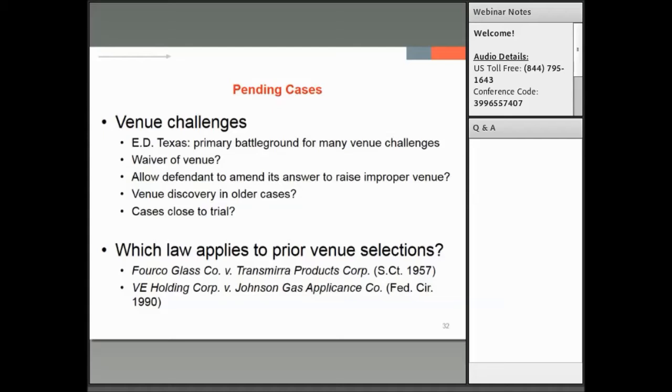We'll likely see some venue discovery, both now in existing cases as well as at the beginning of new cases, akin to the discovery that is present when personal jurisdiction is disputed. And some district courts are dealing with the issue of which law applies to prior venue selection. Some courts say, hey, it's the Federal Circuit's V.E. Holdings law. Another court has said, no, the right law at the time was the Forco Glass case from the Supreme Court. V.E. Holdings was never good law. You messed up if you ever tried to rely on V.E. Holdings.